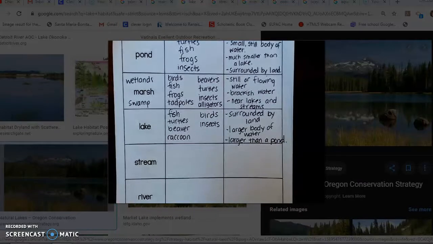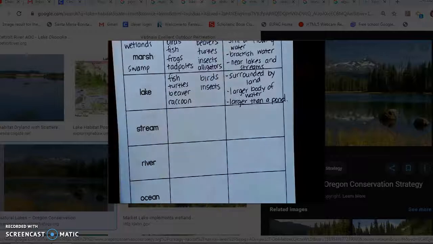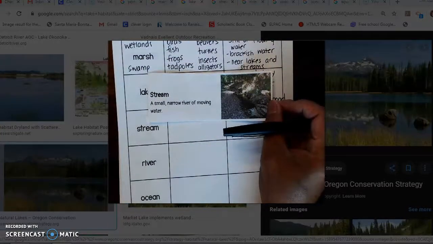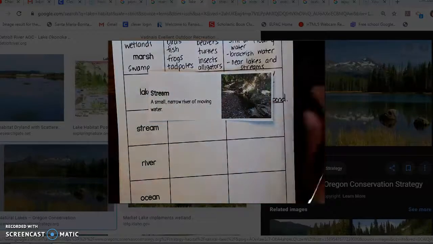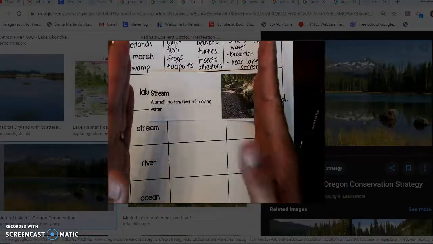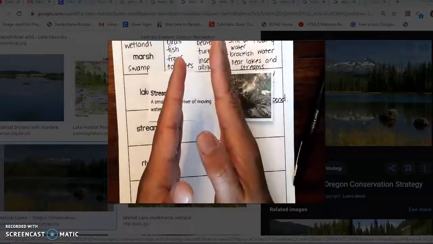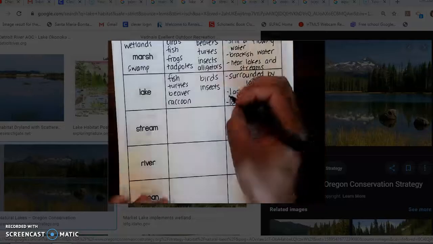Okay, let's take a look at stream. Now, stream is a small, narrow river of moving water. So the water is flowing from one point to another. And it's much more narrow. So narrow just means like, if something is wide, it's a little bit bigger, but narrow means it's going to be way thinner. Okay, so we're going to write that right here and what it looks like.